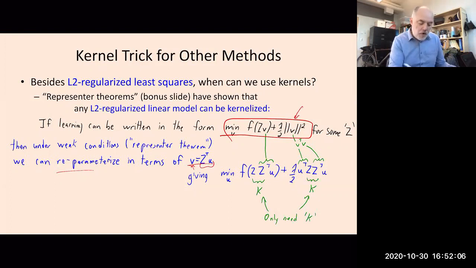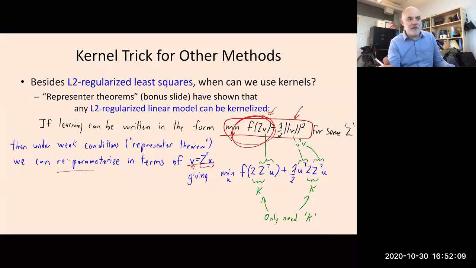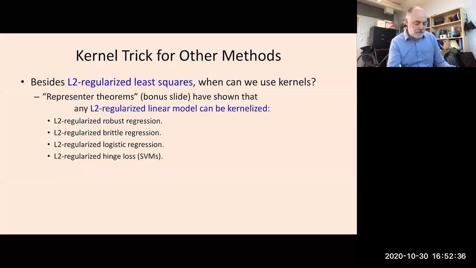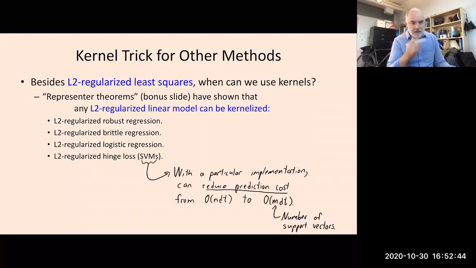So we've got all kinds of loss functions that would sit here, right? What loss functions did we talk about? Logistic, hinge. So basically all of our linear classification models and losses fit into this framework, so we can kernelize all of them. And the procedure is exactly the same as for the linear regressor. That means we can do L2 regularized robust regression, logistic regression, hinge loss, support vector machines, and so forth.